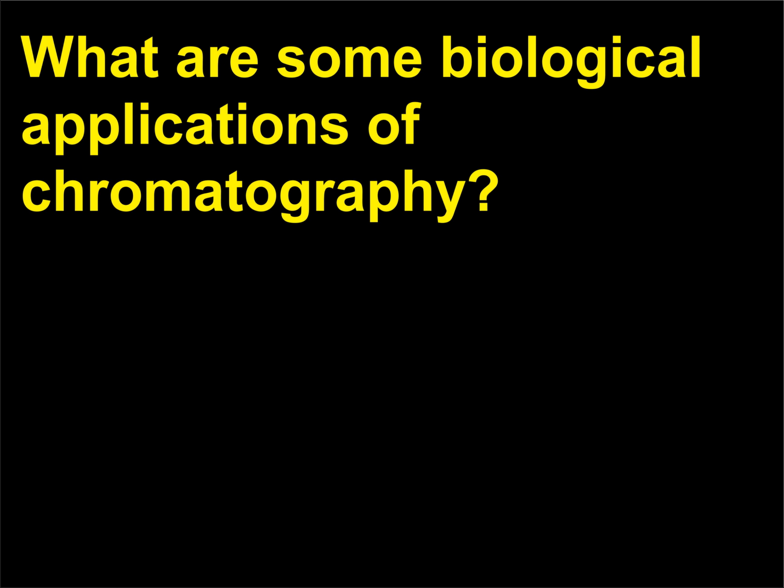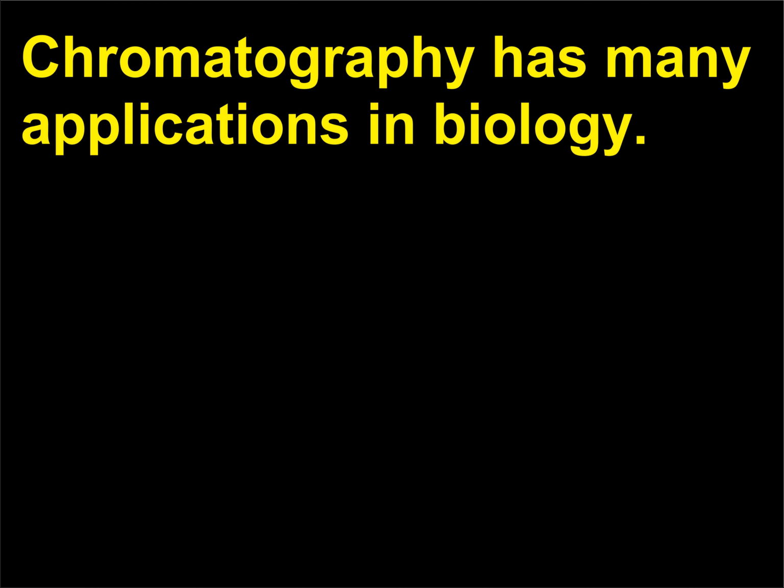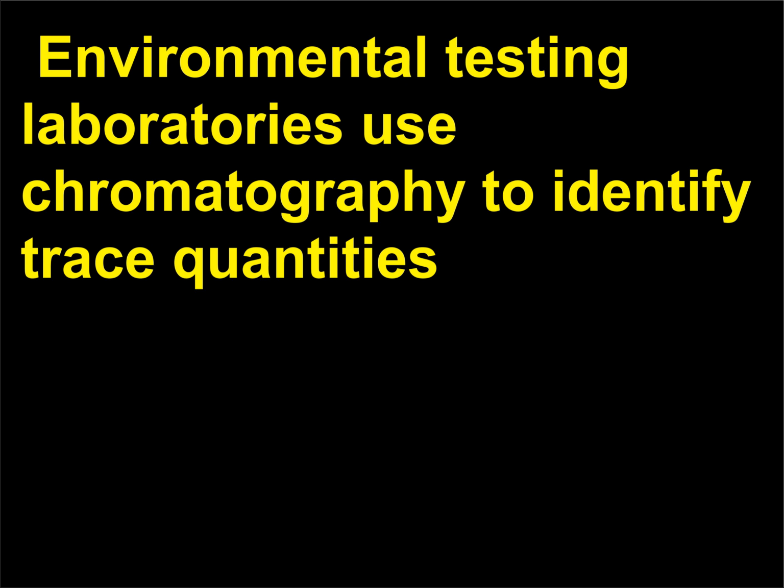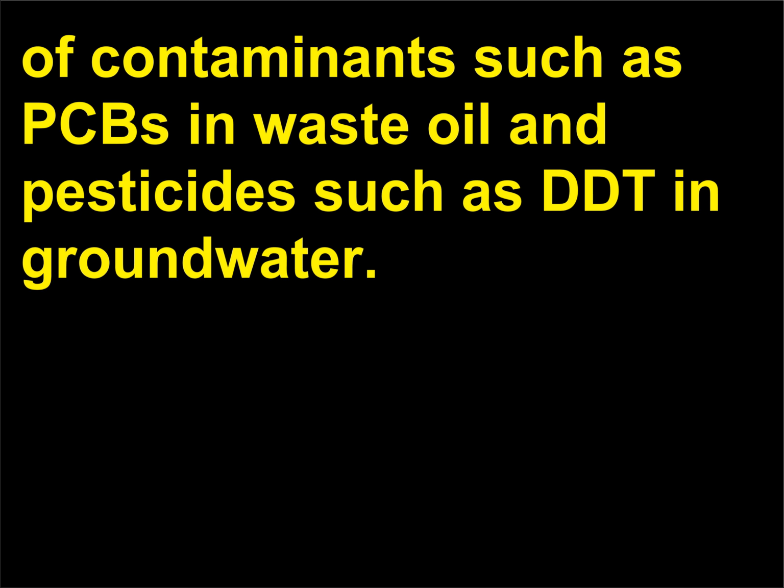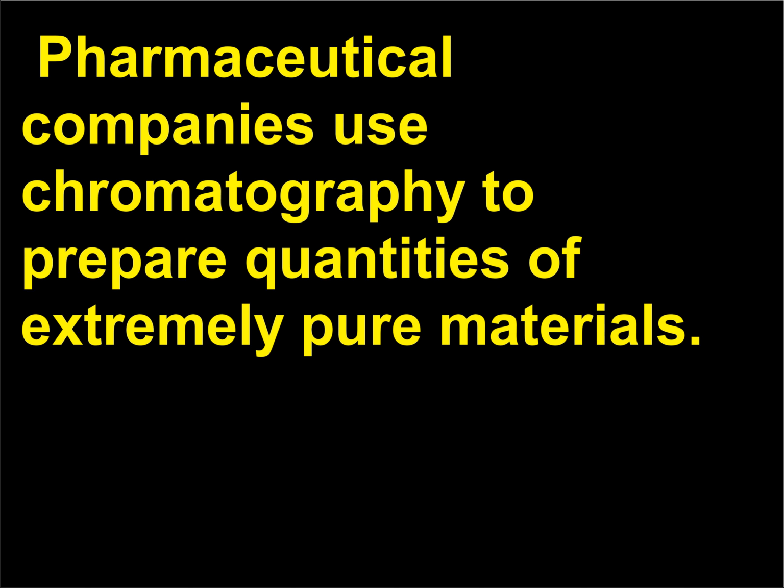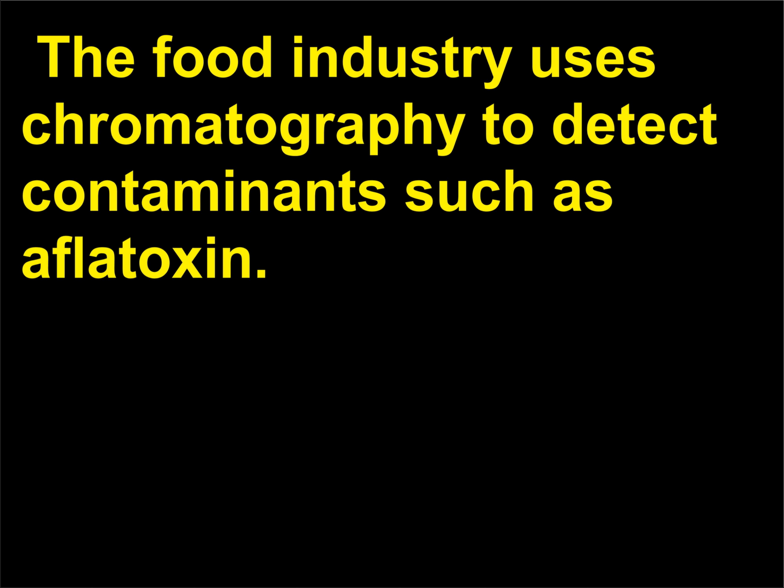What are some biological applications of chromatography? Chromatography has many applications in biology. It is used to separate and identify amino acids, carbohydrates, fatty acids, and other natural substances. Environmental testing laboratories use chromatography to identify trace quantities of contaminants such as PCBs in waste oil and pesticides such as DDT in groundwater. It is also used to test drinking water and test air quality. Pharmaceutical companies use chromatography to prepare quantities of extremely pure materials. The food industry uses chromatography to detect contaminants such as aflatoxin.